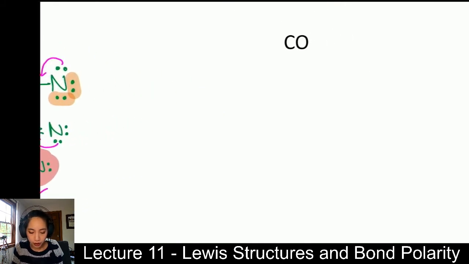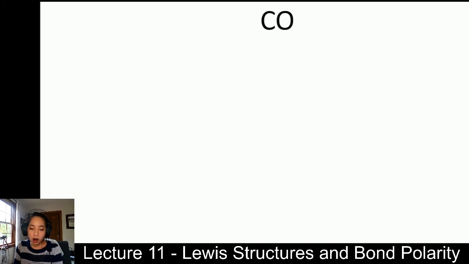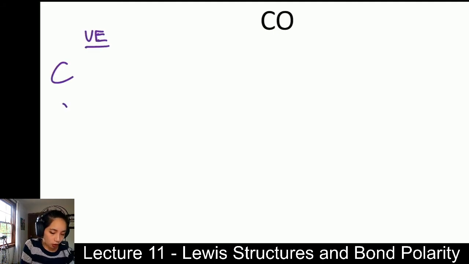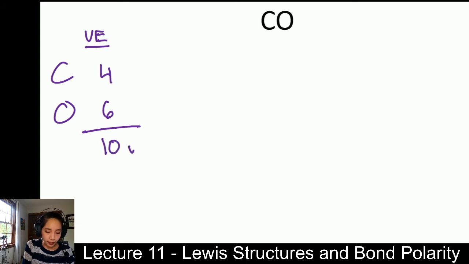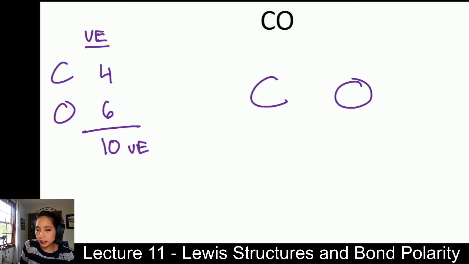Okay, so here's another example involving multiple bonds: carbon and oxygen. I don't have to tell you that there's multiple bonds, but we're going to go through our steps the same way. The first step is to count valence electrons. Carbon is group 4A, so 4 electrons. Oxygen is 6A, so a total of 10 valence electrons that we need to place. There are only 2 atoms here, so we don't really have to worry about central atoms.